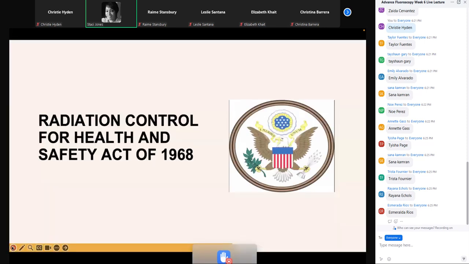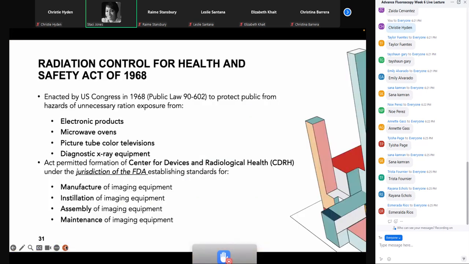So next, we're going to talk about the Radiation Control for Health and Safety Act of 1968. This act was enacted by Congress in 1968, and it was put in to protect the public from hazards of unnecessary radiation exposure. So we know we have environmental exposure. We know radiation exposure does come from different sources, such as electronic products, microwave ovens, the TV, and of course, our equipment that we use.